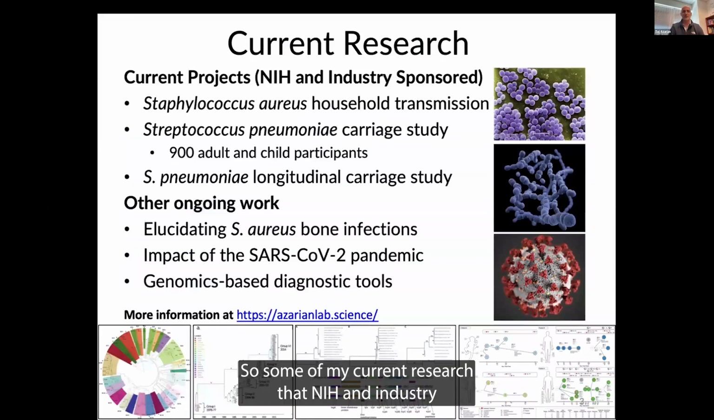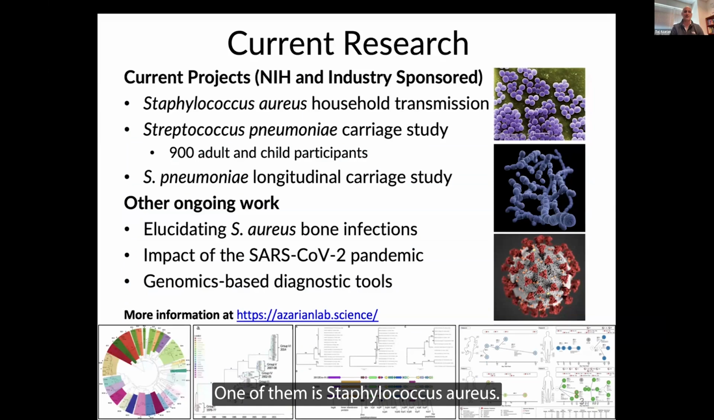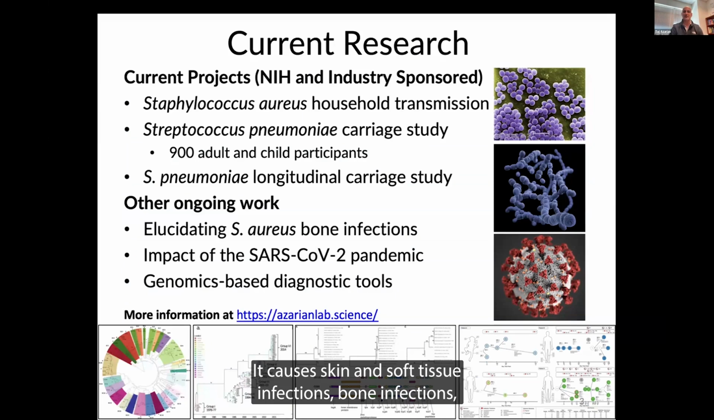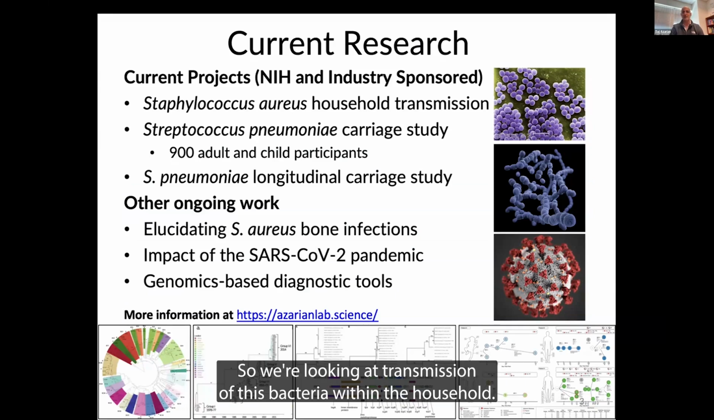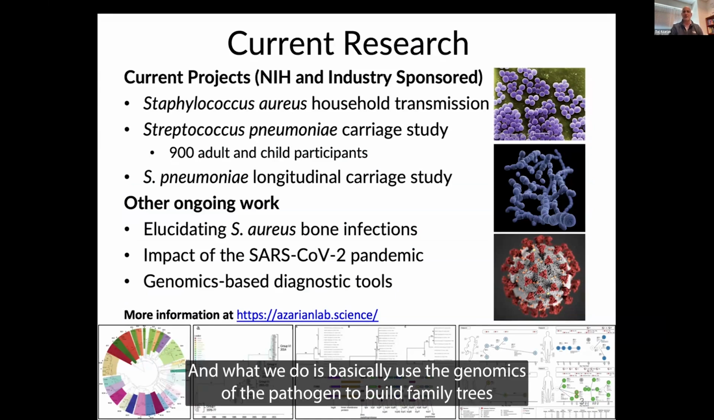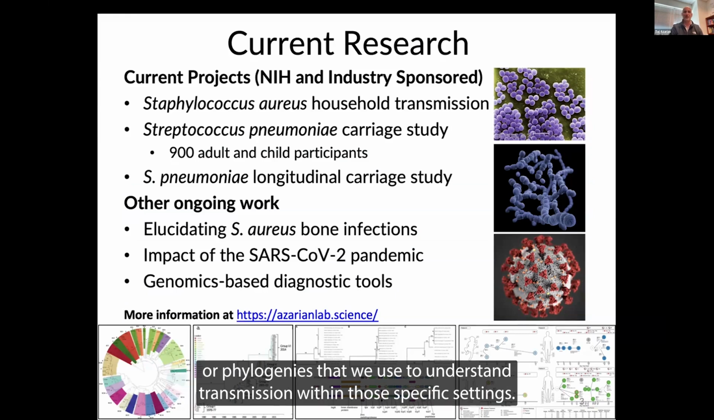So some of my current research that's NIH and industry sponsored, we're really interested in two specific pathogens. One of them is Staphylococcus aureus. It was previously called the superbug. It causes skin and soft tissue infections, bone infections, and is carried normally in our nasal passages as well as on our skin. So we're looking at transmission of this bacteria within the household. And what we do is basically use the genomics of the pathogen to build family trees or phylogenies that we use to understand transmission within those specific settings.